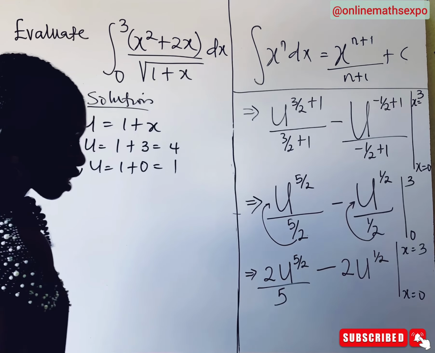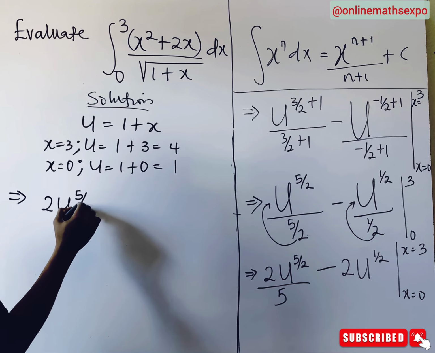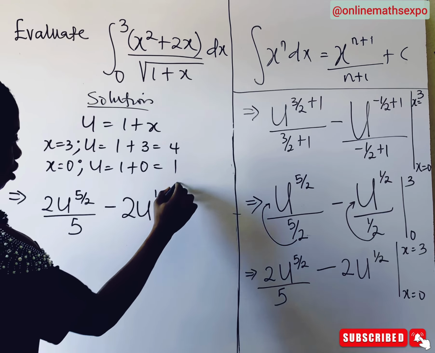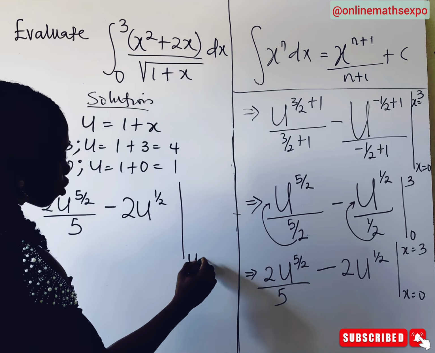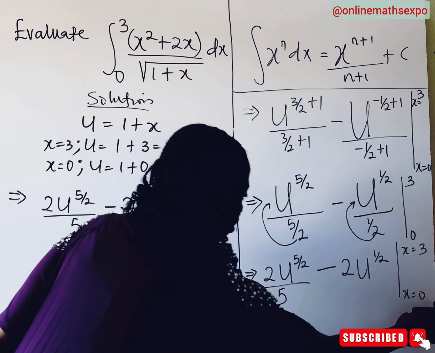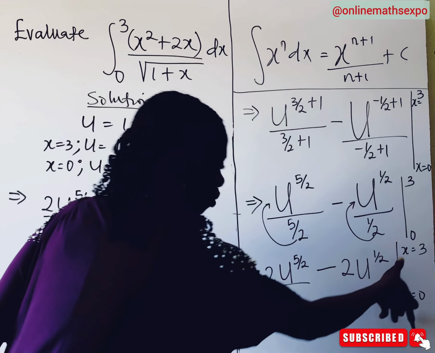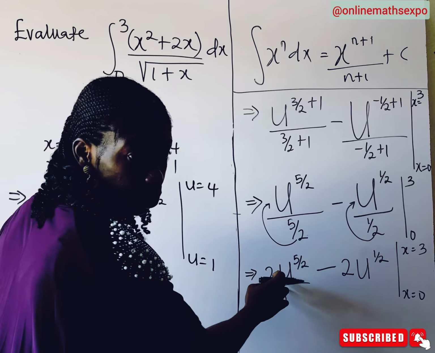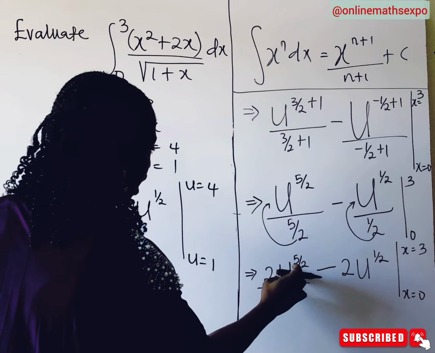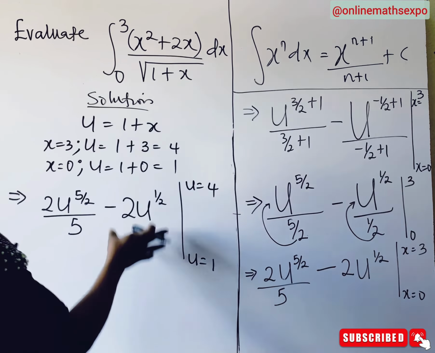So in that case, we are going to have 2u to the power of 5 over 2 all over 5 minus 2u to the power of half, ranging from, we are now having u as 1 and u as 4, no longer 0 and 3. But you can still choose these two to work with. In that case, you have to replace the value of u here with x. I hope you got that. So you're going to replace what you have here with 1 plus x and then use the limits 0 and 3. I hope this is clear. So let's go with this now.